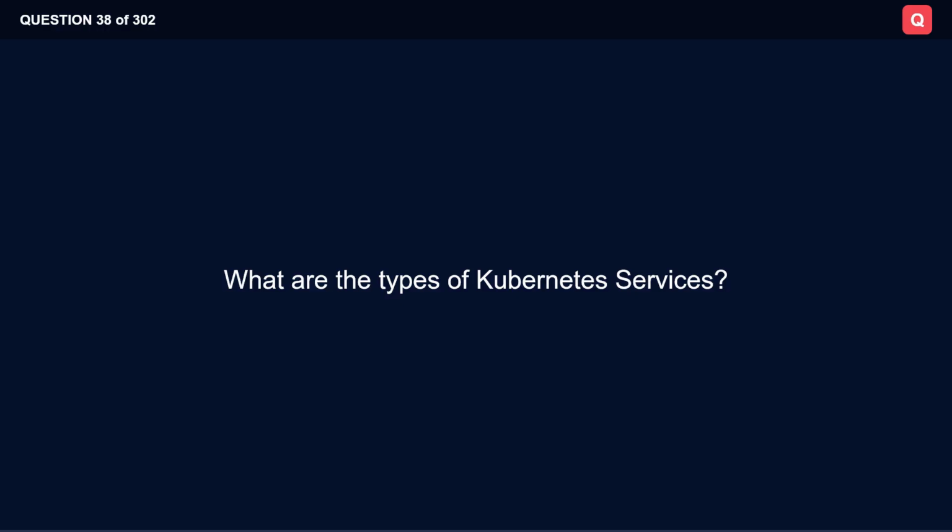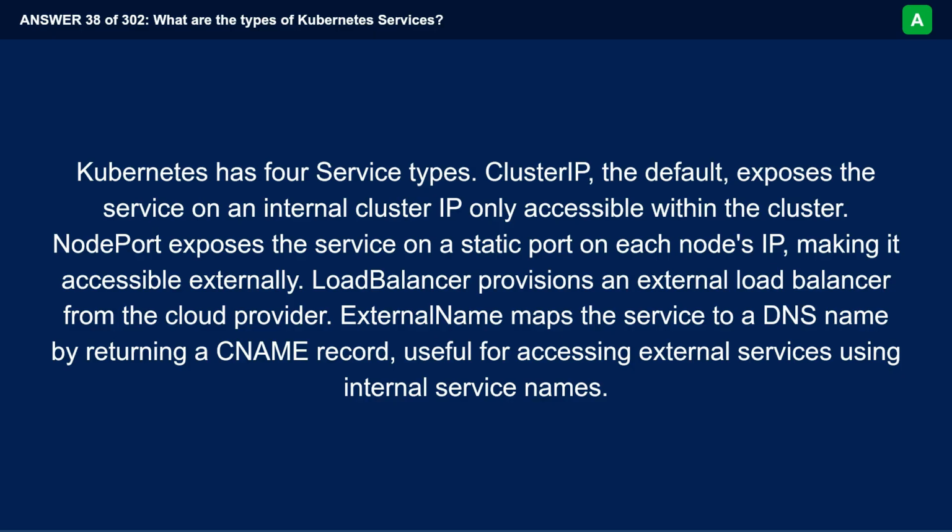What are the types of Kubernetes services? Kubernetes has 4 service types. Cluster IP, the default, exposes the service on an internal cluster IP only accessible within the cluster. Node port exposes the service on a static port on each node's IP, making it accessible externally. Load balancer provisions an external load balancer from the cloud provider. External name maps the service to a DNS name by returning a CNAME record, useful for accessing external services using internal service names.